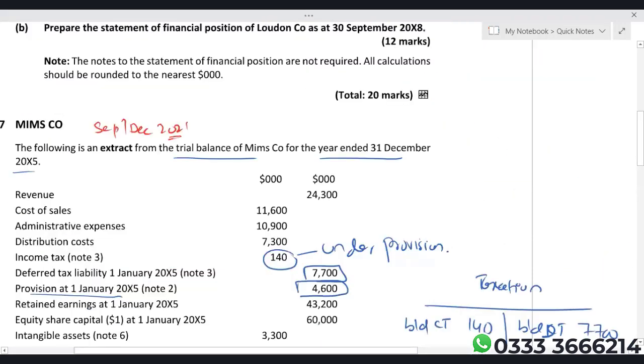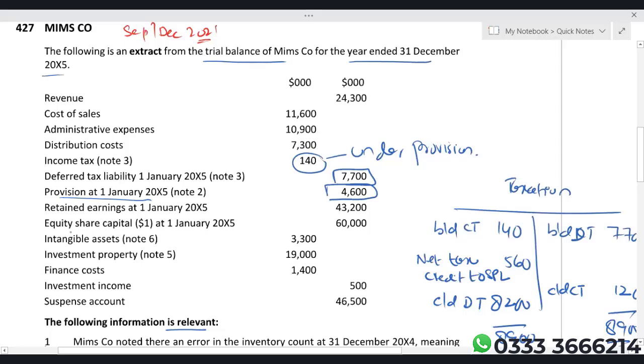So let's see. Equity share capital par value is 1. It is 60,000. It means share capital is 60. Par value is 1, so the number of shares is 60,000.